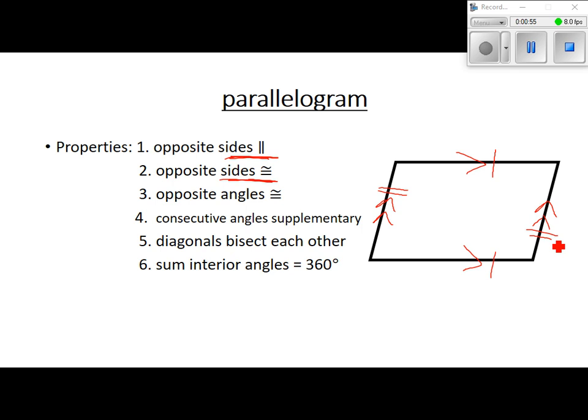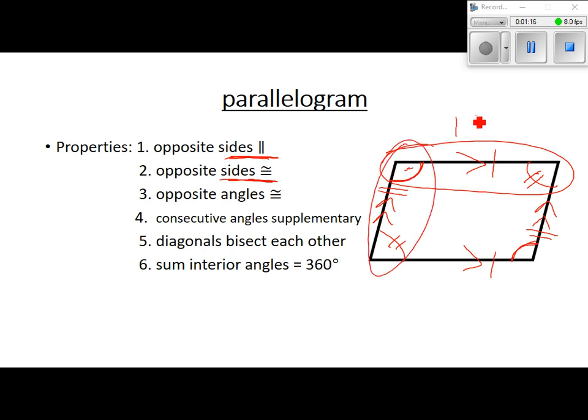Opposite angles, remember opposite angles are angles that are across from each other. So those two are congruent, those two are congruent. Consecutive angles means two angles that are right next to each other, one right after the other, or it could be up and down this way, but they have to add up to 180. They have to be supplementary to each other.